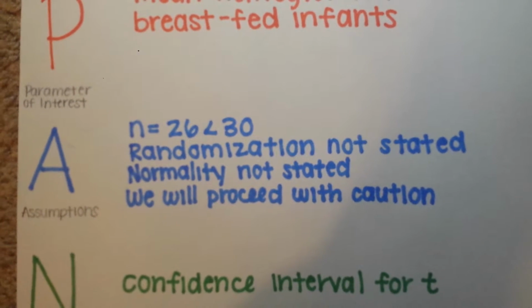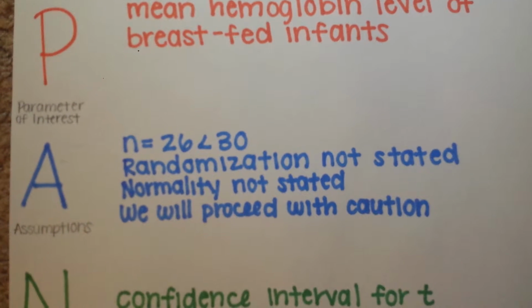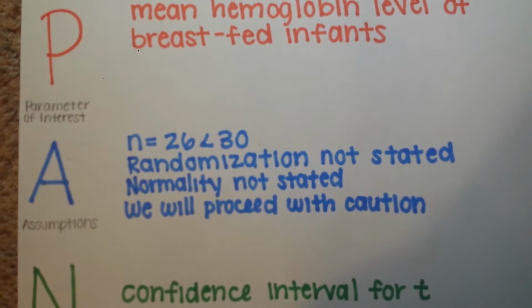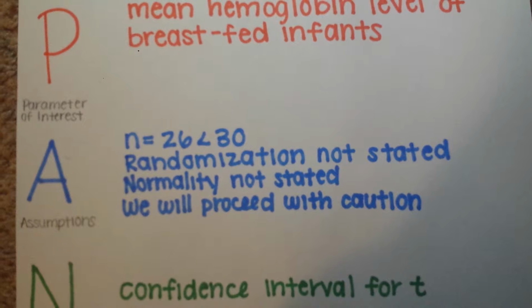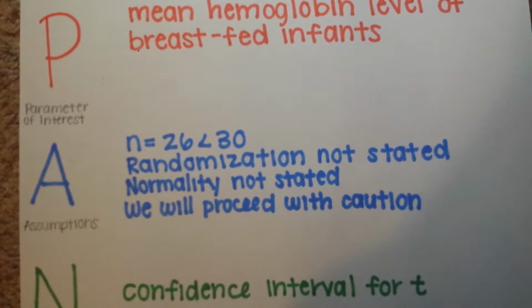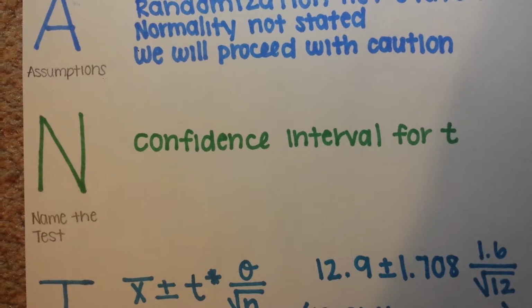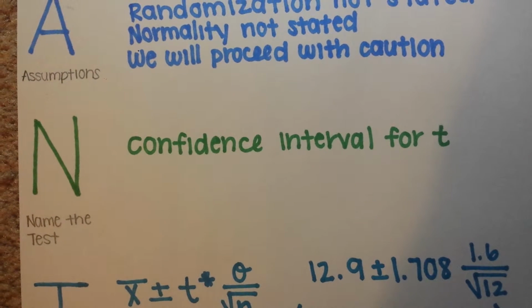For our assumptions, which is A, we know that the sample size is 26, which is less than 30. Randomization is not stated. Normality is not stated as well, so we will proceed with caution. For N, we will name the test, and it is a confidence interval for T.